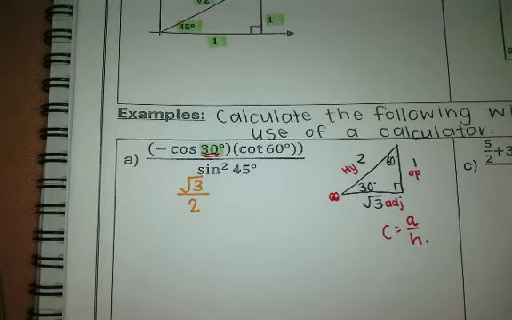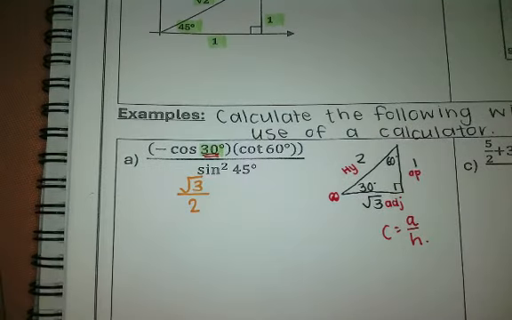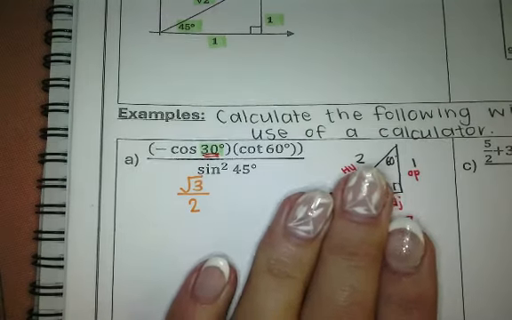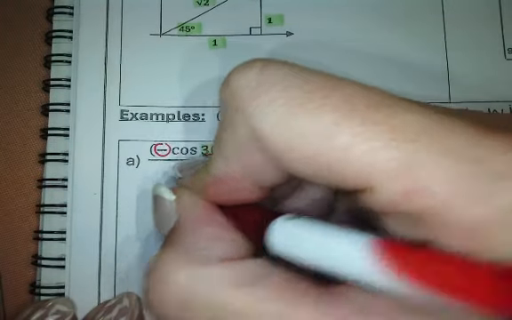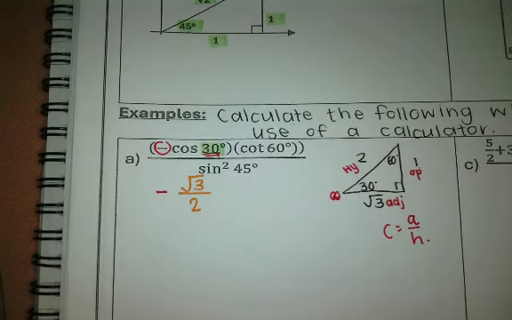Ma'am, should we put the 30 inside? No, this is your question. You can't now go put cos 30 or sin squared 45 into your calculator. You need to use your triangles. And then this negative, you obviously just bring down into your answer. Okay, you guys with me?